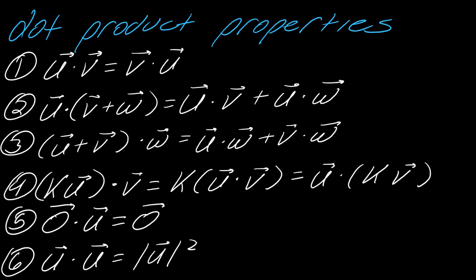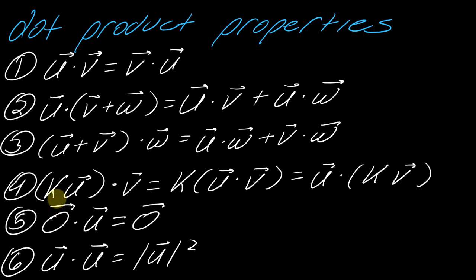Okay, so the dot product has a bunch of different properties. I've got them listed here. The dot product is commutative, so u dot v is the same as v dot u. It has kind of a pseudo distributive property. If I take u and dot it with the vector v plus w, which by itself would be a vector, this will no longer be a vector, and instead what we'll do is u dot v plus u dot w. And the same thing can be said if I take u plus v dot w.